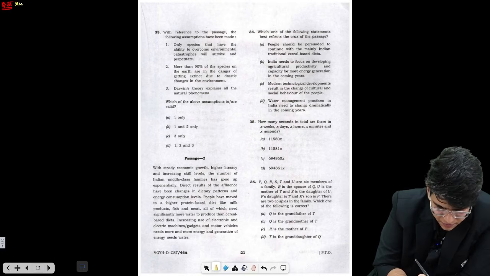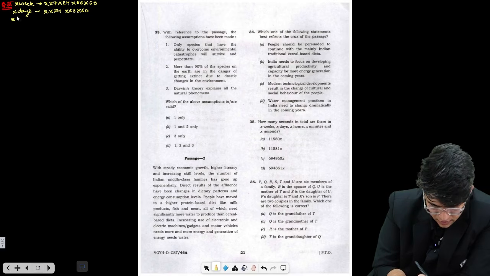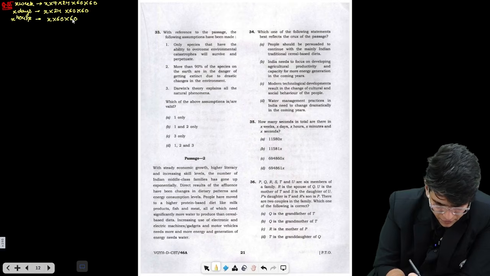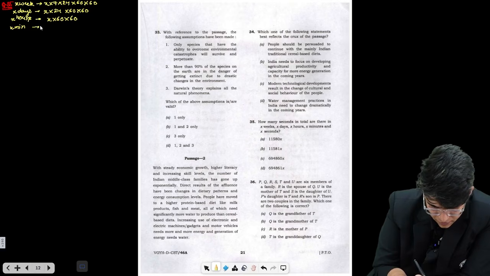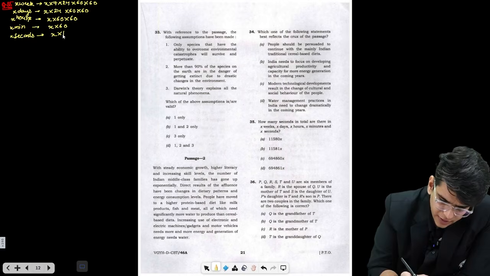X weeks. So basically X into 7 into 24 into 60 into 60. X days. X into 24 into 60 into 60. X hours. X into 60 into 60. X minutes. X into 60. X seconds. X into 1. Right? Done. Now if you look at the unit digit.